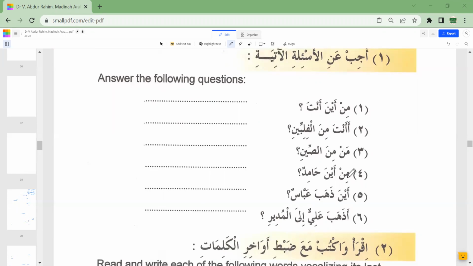من عربية. Okay. No, not to. السعودية, you could say. السعودية. السوري. أين ذهب عباس؟ عباس ذهب إلى المدرسة.